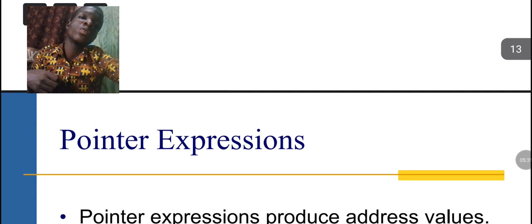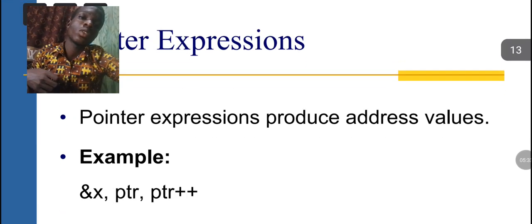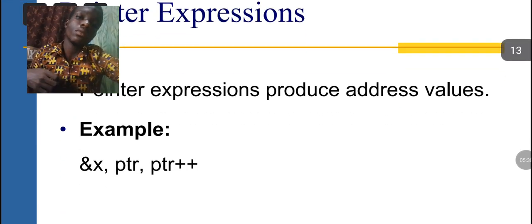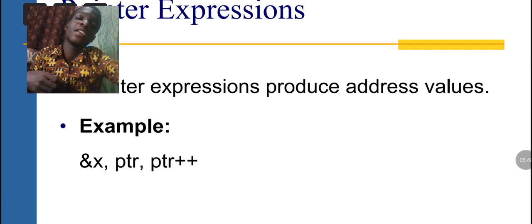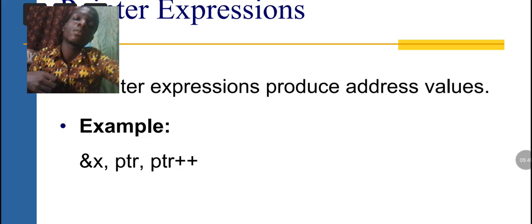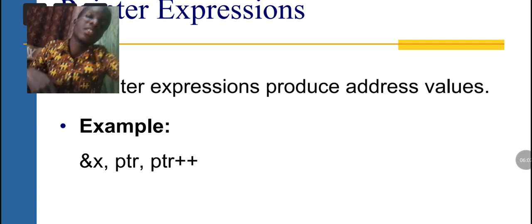Now let's go to pointer expressions. A pointer expression produces address values. This is an example. In this, the sign there is the reference, and ptr is the abbreviation for pointer. Then there is the pointer decrement.